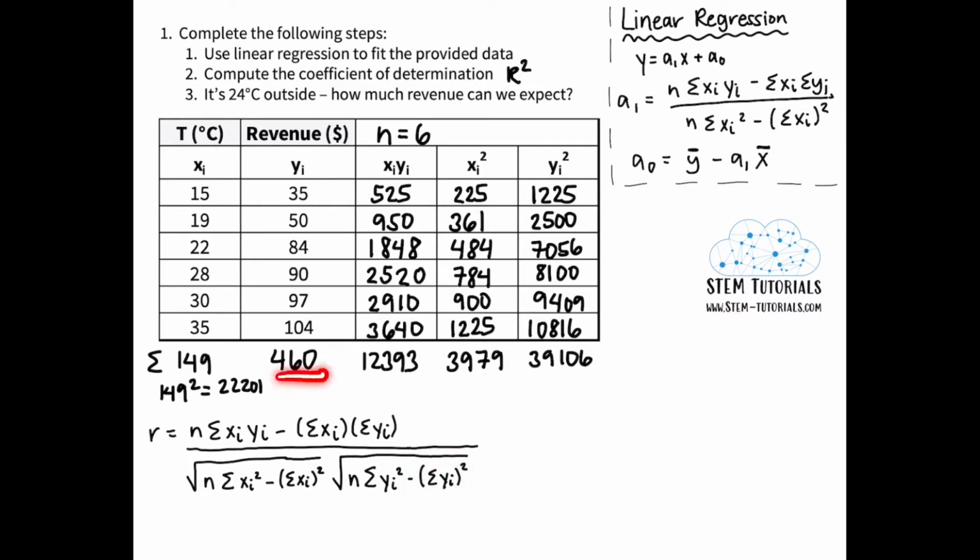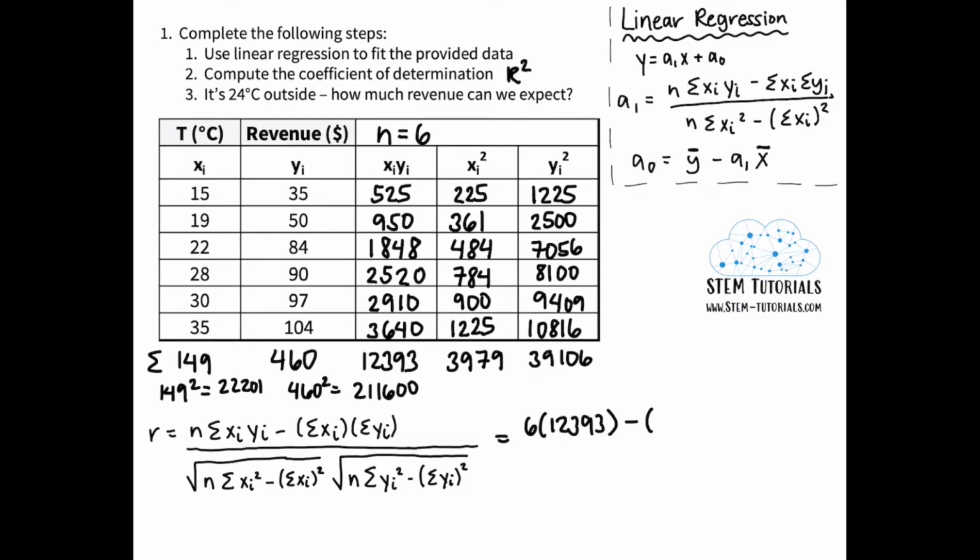The last item we'll need here is the sum of yi, squared. So now I'll just take this value here, 460, and square it so that we have it right away. And we get an answer of 211,600. So now we'll just substitute everything into our equation for r. So we have 6 data points. The sum of our xi, yi equals here, these 12,393.